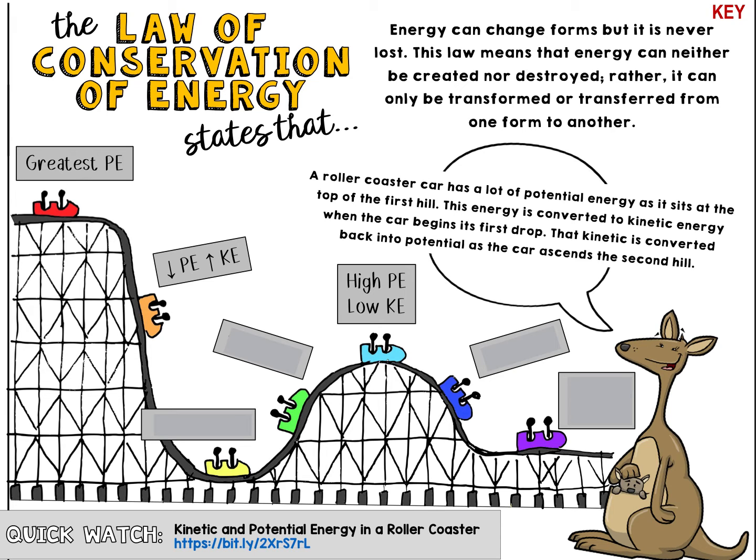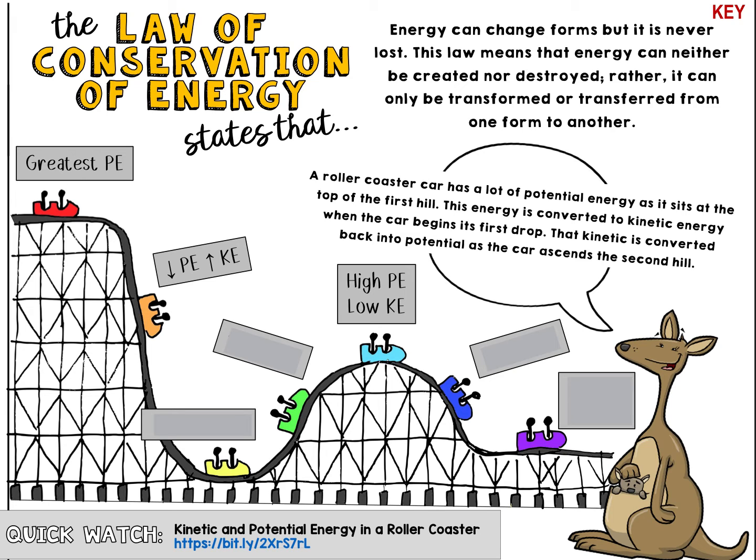An example of this is a roller coaster car that has a lot of potential energy as it sits at the top of the hill. This energy is converted to kinetic energy when the car begins its first drop. The kinetic energy is converted back into potential as the car ascends the second hill.